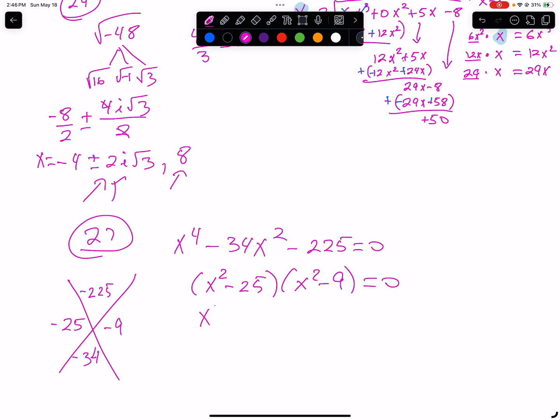So we set x squared minus 25 equal to 0. So x squared equals 25, and you can square root both sides, so plus or minus 5. Or you could break this into x minus 5, x plus 5, and you get the same plus or minus 5.